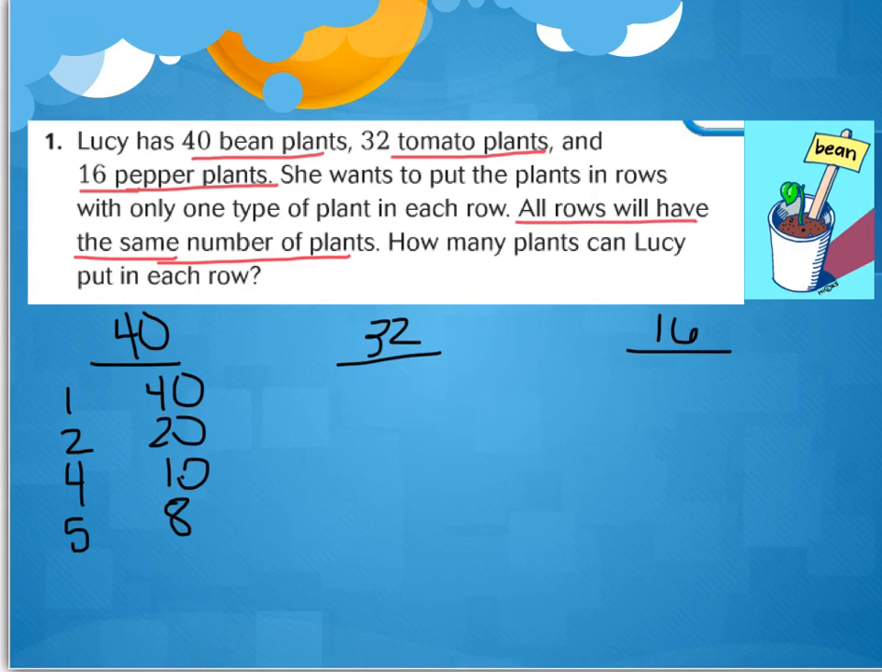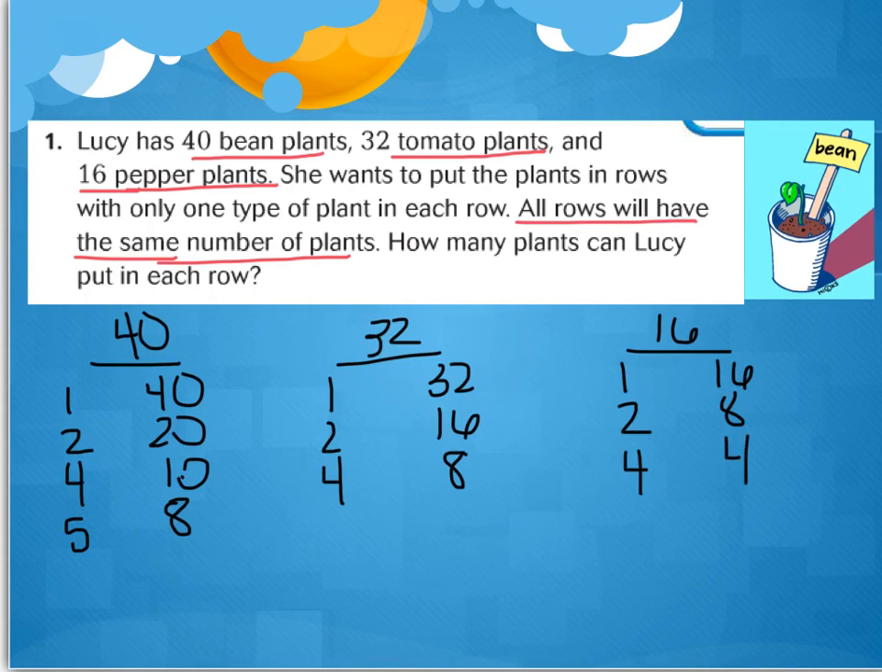For 32, I have 1 and 32. 2 and 16. Not 3, but 4 times 8. And not 5, or 6, or 7. And since 8's there, again I know I've listed all my factors. For 16, I have 1 and 16, and 2 times 8, not 3, but 4 times 4. And since 4 is a doubles fact, I know I've listed all the factors for 16.